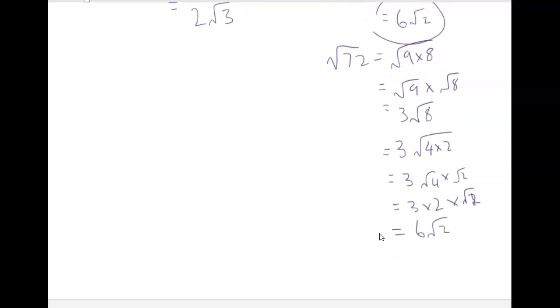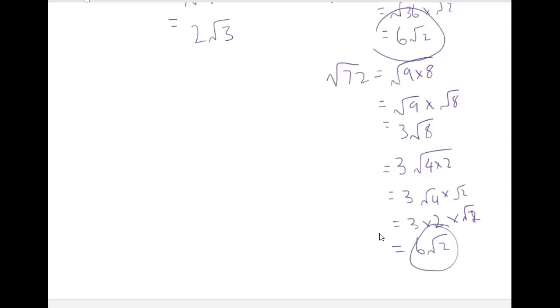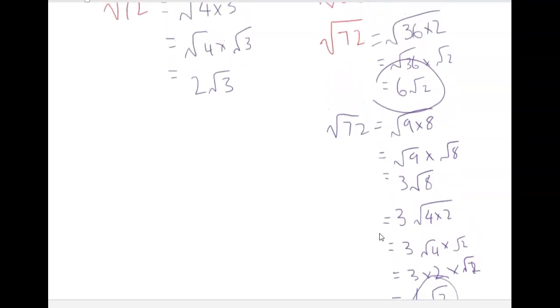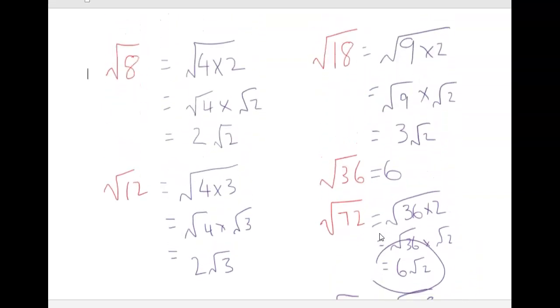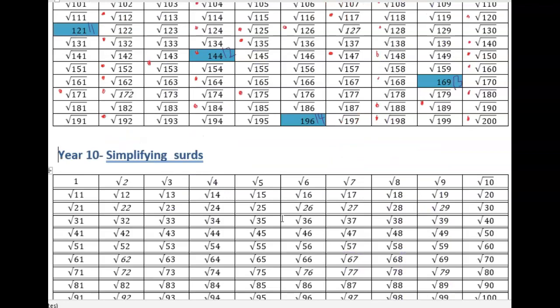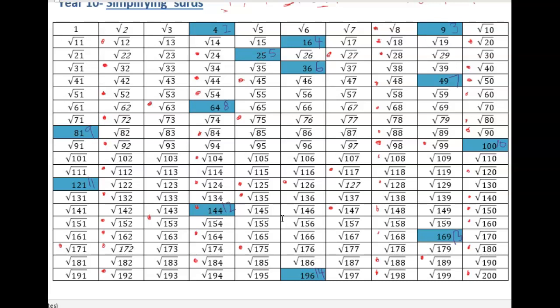Much fewer steps. Okay, but if you didn't use the highest multiple, then you've got a little bit more working out to do. Okay, so let me just go back to our sheet. You can go through and do all of them if you like, and then you've got a reference to see how you go. But it's just good to see, okay, things with a red dot, I can simplify. Everything else is already in its simplified form.